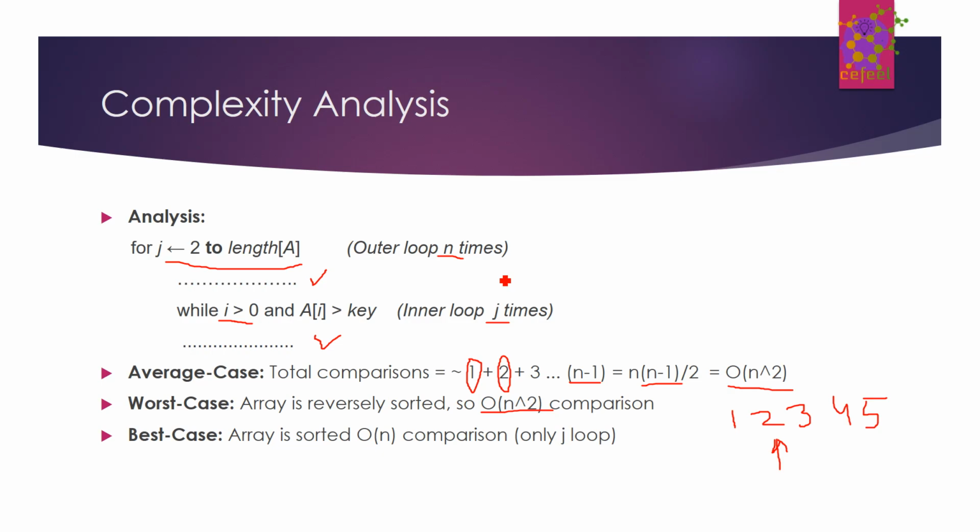So the inner loop only runs one time, because there is only one comparison done in the inner loop. Which means we only have the outer loop, which runs n times, and the inner loop is always 1. There is always one comparison. So we will have 1 plus 1 plus 1, n times, which is actually just n, which means it's order n. So notice in the best case, we are done with order n.